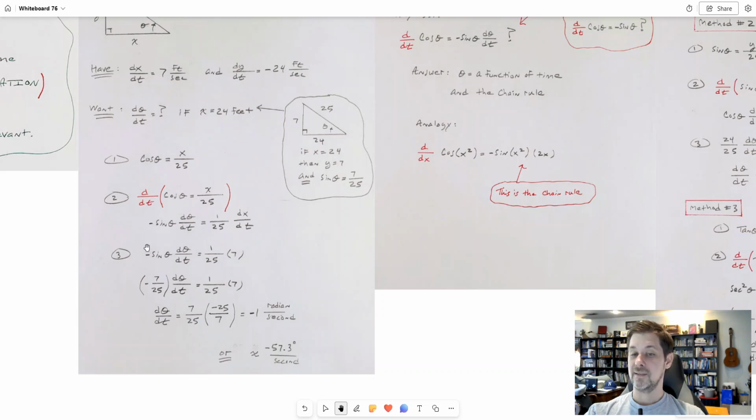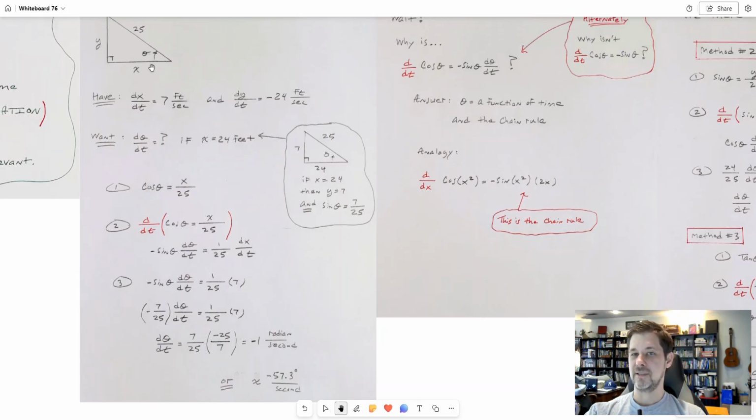Because unless I can tell you what minus sine theta is, there's no way to solve definitively for d theta over dt, and that's what I want. I want to know how fast that angle is collapsing as the base of the ladder slides out.